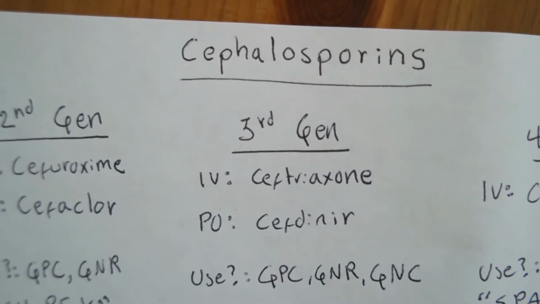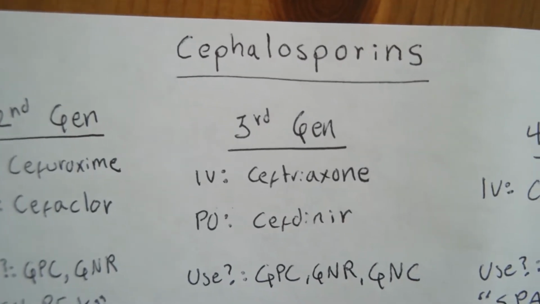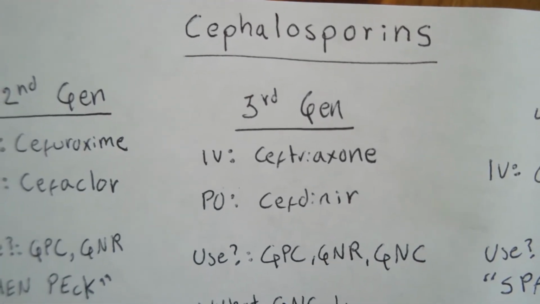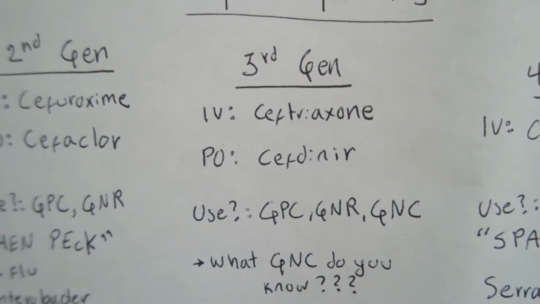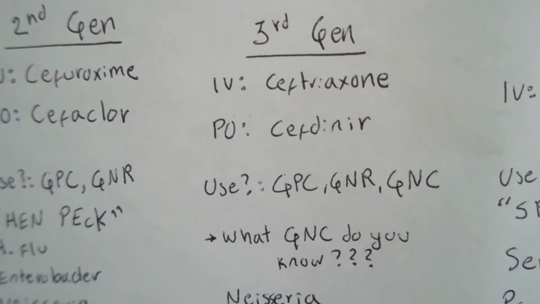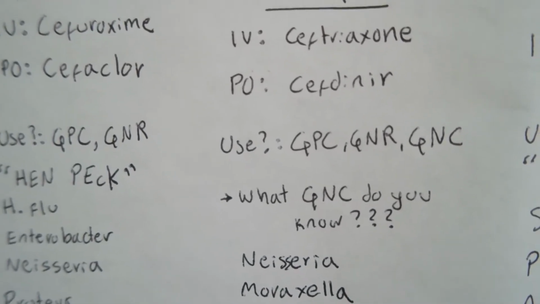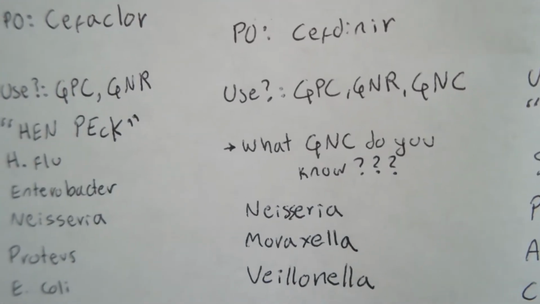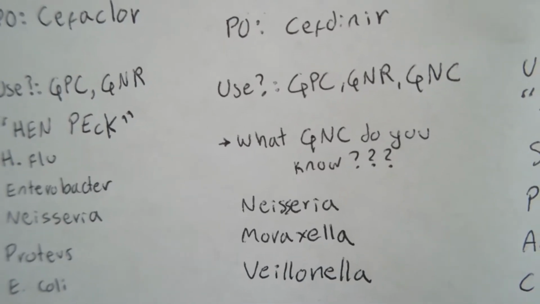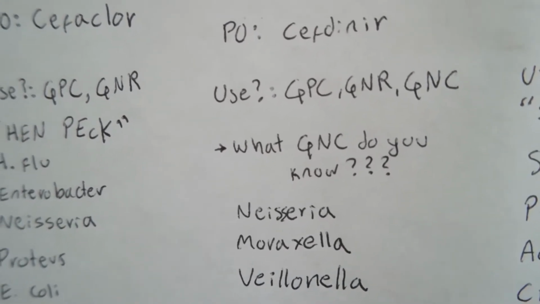Why do we use this for the third generation cephalosporins? Perfect for gram-positive cocci, gram-negative rods, and very important, gram-negative cocci. Do you know any gram-negative cocci? Perfect. We have Neisseria, but we also have Moraxella and Veillonella. That one is mainly a pathology for ventilator-associated pneumonias.